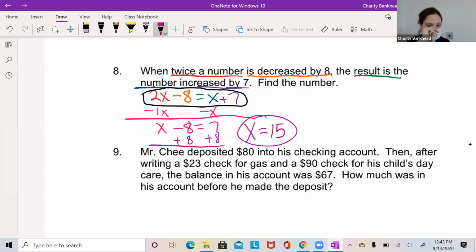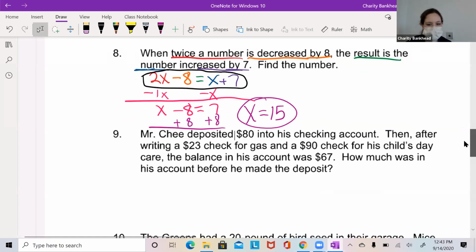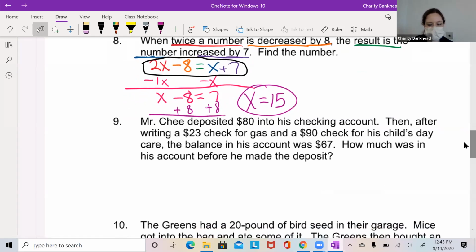All right. So number 9 says, Mr. Chi deposited $80 into his checking account. Then after writing a $23 check for gas and a $90 check for his child's daycare, the balance in his account was $67. How much was in the account before he made the deposit? Okay. Talking about checks.